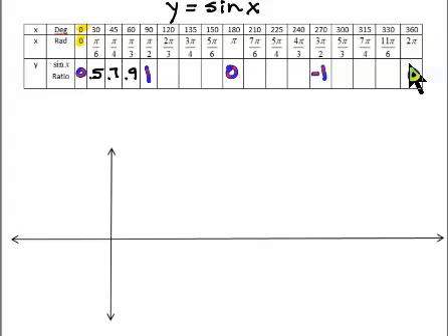Well, if we continue on in that fashion, if we plug in sine of 120 degrees, right here, we would get 0.9 again. Sine of 135, we would get 0.7. So when we plug in these degree values or the radian values, this is what we'd get for y values. And then we start to get negatives.